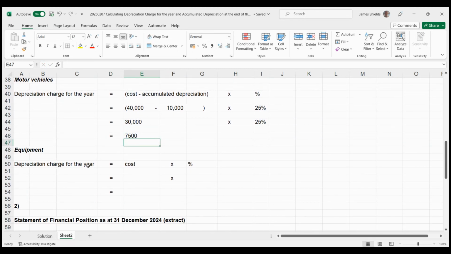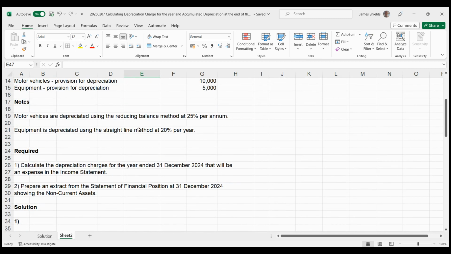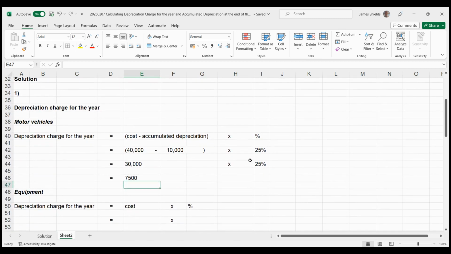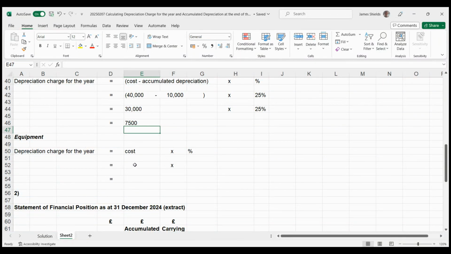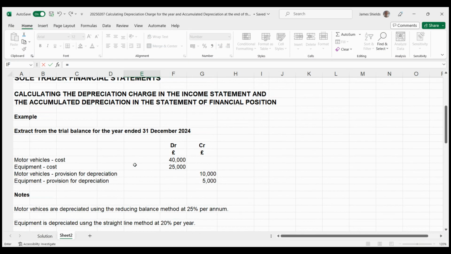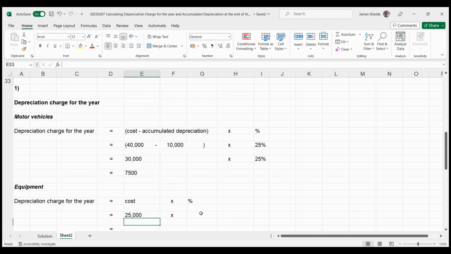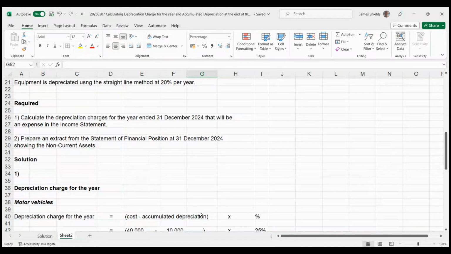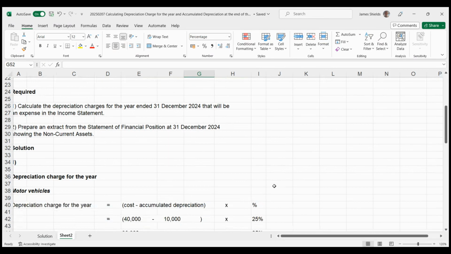Equipment now, depreciation charge a year. It is the straight line method at 20% per year. So it's the cost times the percentage. The cost for the equipment, we go back to the trial balance, was £40,000. So no, that's the motor vehicles. Equipment was £25,000. And the percentage we were told was 20% per year.